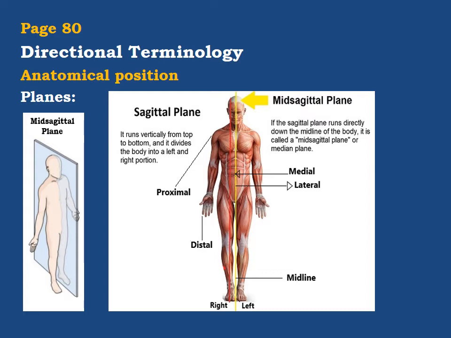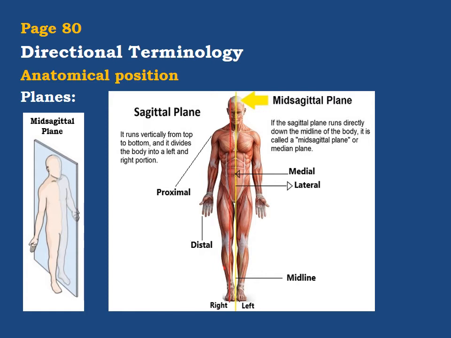So, if we are talking about something which is closer to this joint, which is the shoulder, in other words, to the body as a whole, so it is proximal. If it is away from this attachment point, we describe it as distal. Let me give you an example.